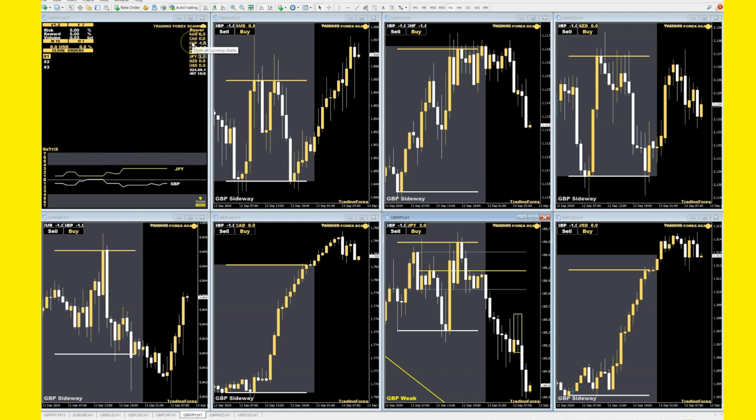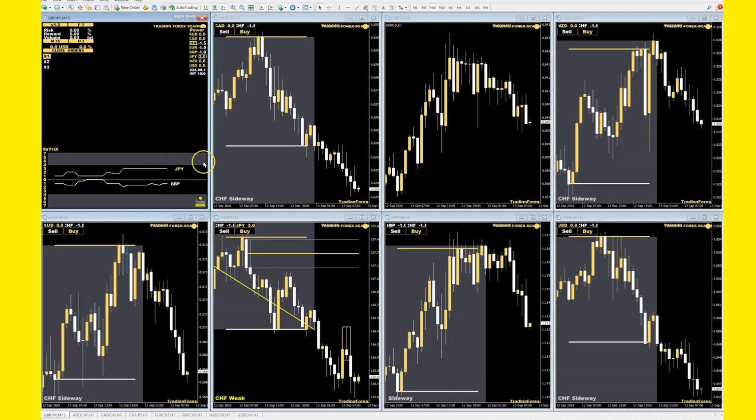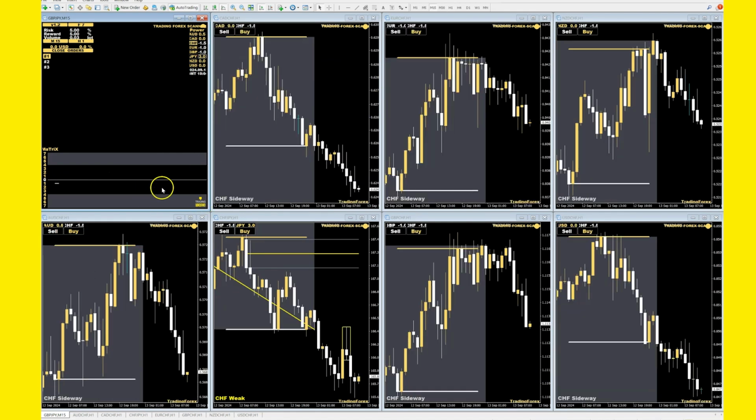If I click here on one currency, then all the charts will change to that particular currency, and in the matrix, the line will change to that currency as well. So let's have a look at the Swiss franc, for example. The Swiss franc pairs open and the Swiss franc replaced the sterling.